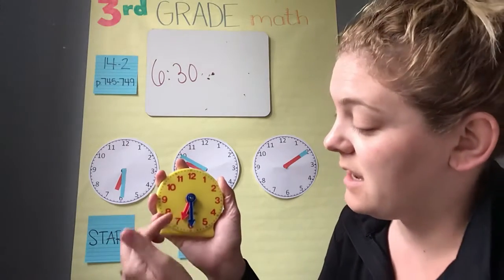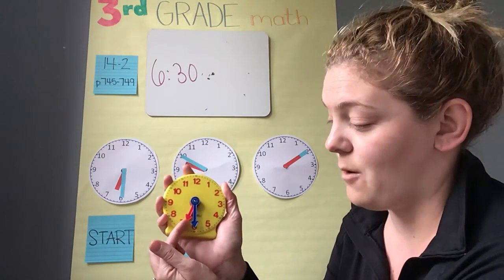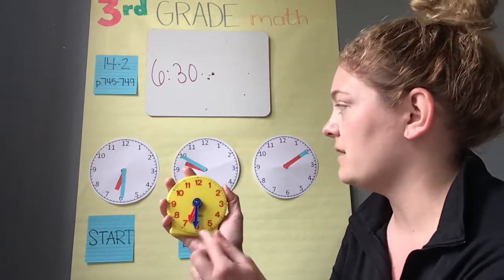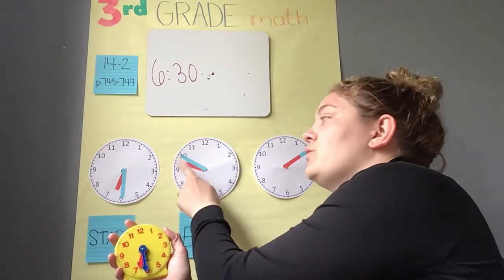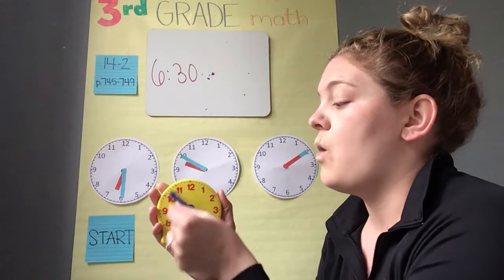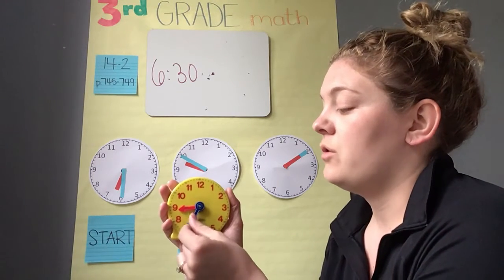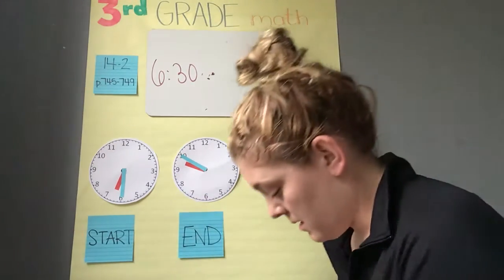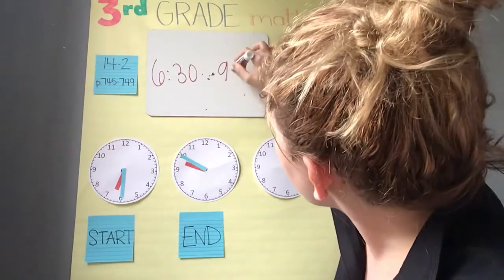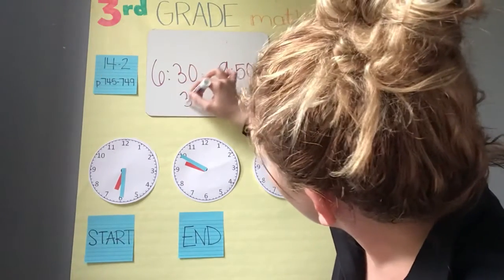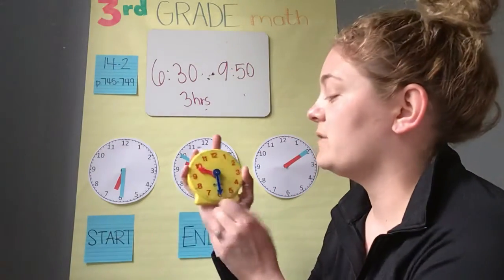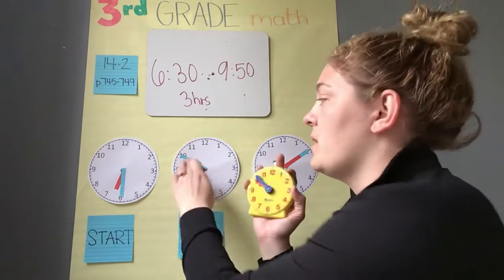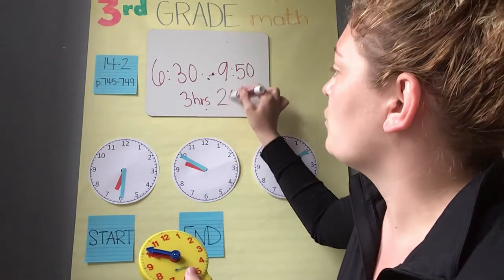So I've got it on 6:30. It's between 6 and 7, so my hour hand is 6, and then 5, 10, 15, 20, 25, 30. 6:30. Okay, so now I've got to get my red up between 9 and 10. So let's count how many hours. 1, 2, 3. Oh, there's 3 hours. Okay, now let's count our minutes. Remember, we're starting 5, 10, 15, 20, because I want to make it look like that. 3 hours and 20 minutes.